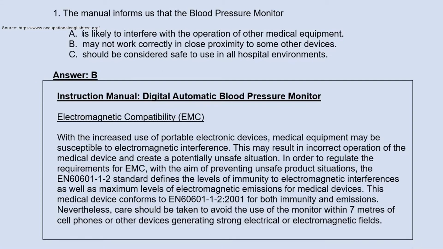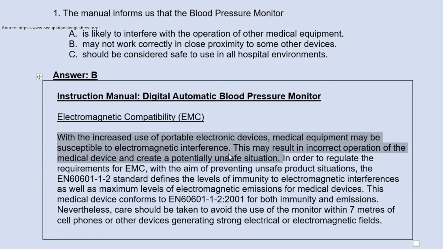Now let's consider option A and C. Option A says is likely to interfere with the operation of other medical equipment. It's actually contradicting the information that we can find here in this extract. According to this extract, it is a blood pressure monitor which is getting affected by other devices. And option A says blood pressure monitor is interfering with the operation of other medical equipment, which is a contradiction. So option A is wrong.